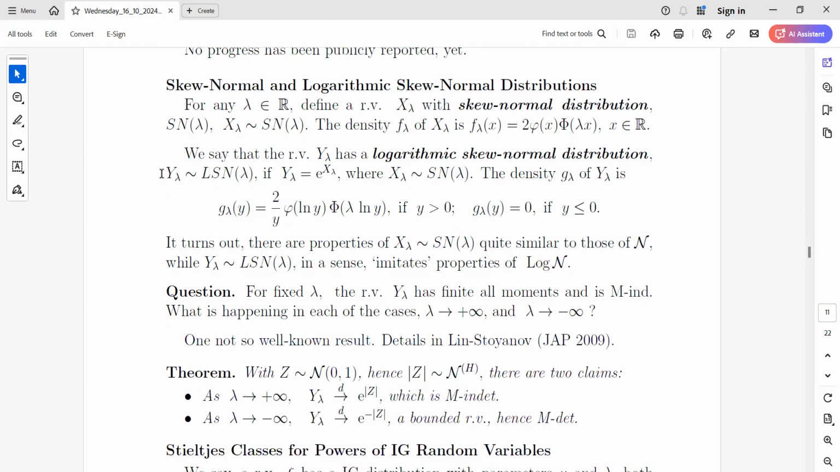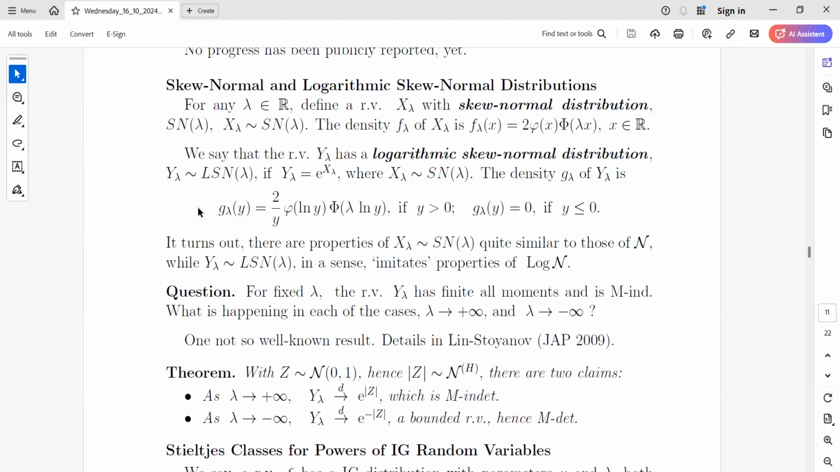Now, quite popular are distributions which involve the normal or the log normal. So here you can see the notations and even the definitions, which we don't need too much, because one glance is enough to refresh the memory and to know what is the skew normal and what is the log skew normal distribution.